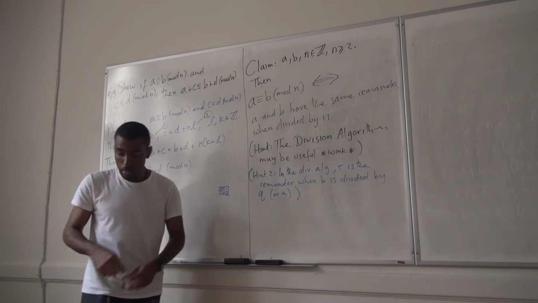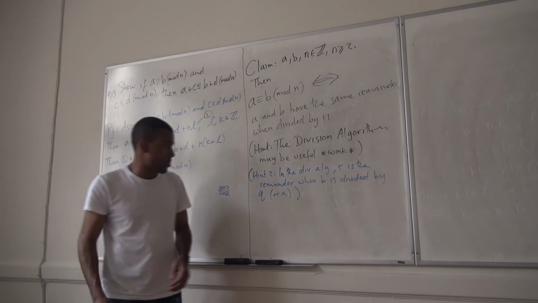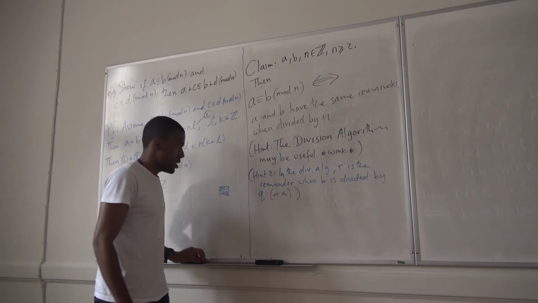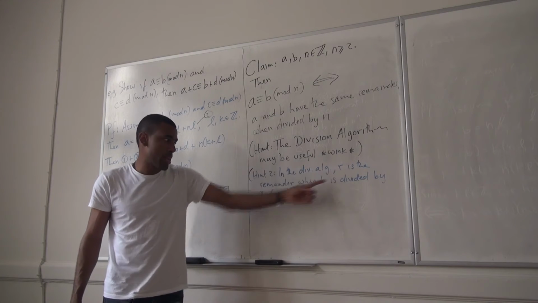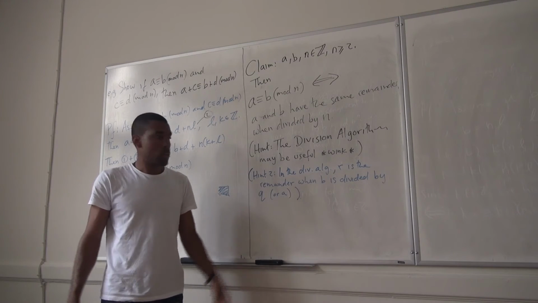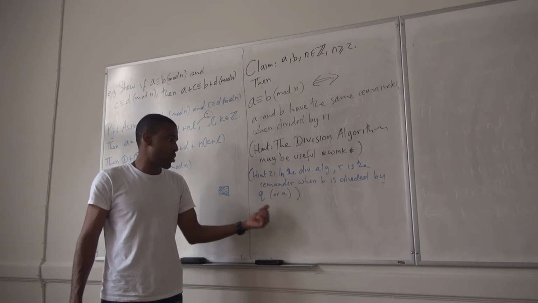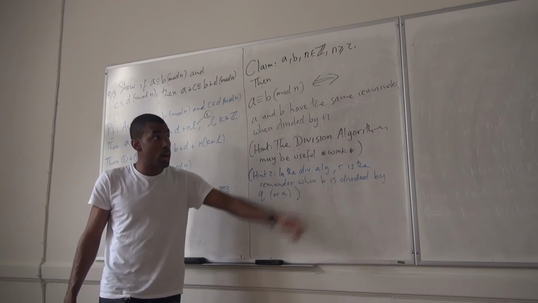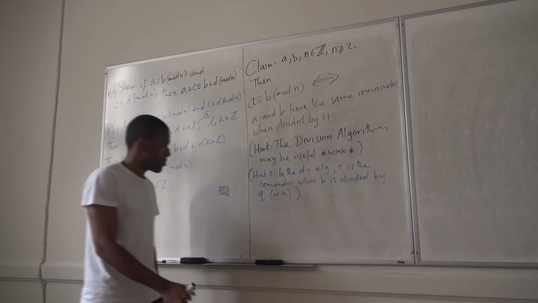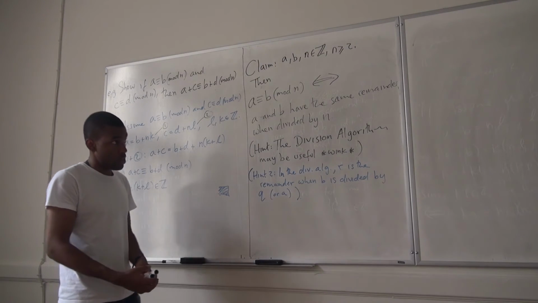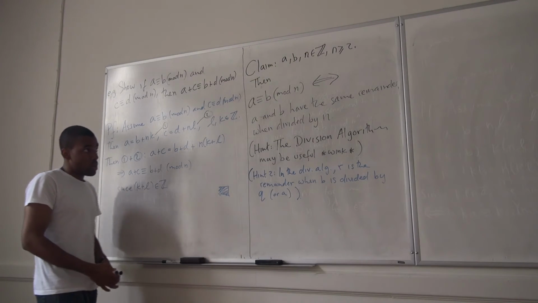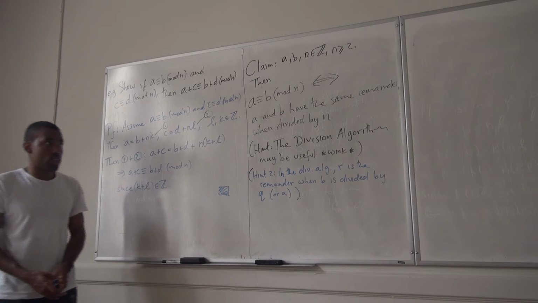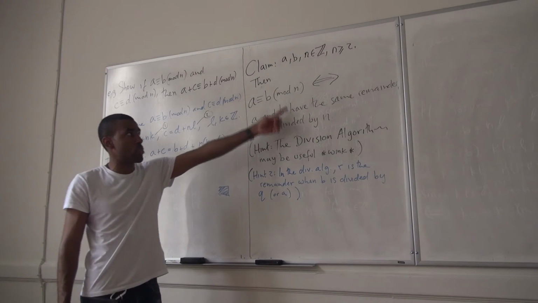So the division algorithm, they actually label the variables very intuitively. R stands for remainder, Q stands for quotient. So if you divide B by A, the quotient will be Q and the remainder will be R. And so that might also give you a hint.